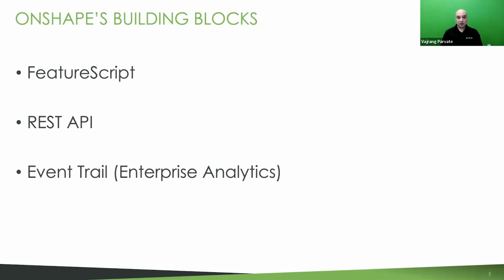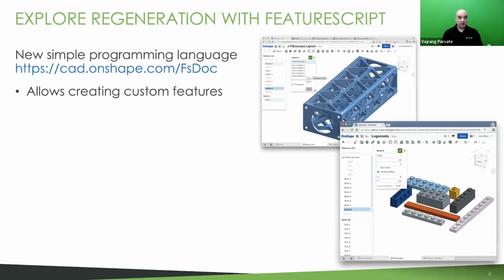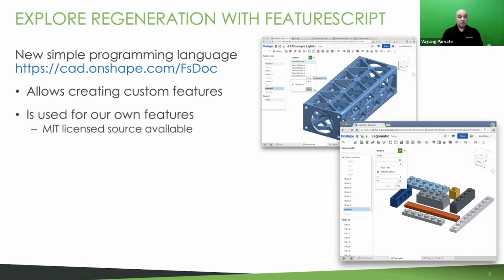First one, so FEATURESCRIPT is a programming language that we created that allows end users to create their own custom features inside our Part Studios. First thing is all of our native out-of-the-box Onshape features, such as extrude, revolve, sweep, all the ones you're familiar with in the toolbars, are built with FEATURESCRIPT, and the source code is available under an MIT license as a public Onshape document. So you can look at the source code, see how it works, make a copy and modify it for your own use if you want a slightly different behavior.